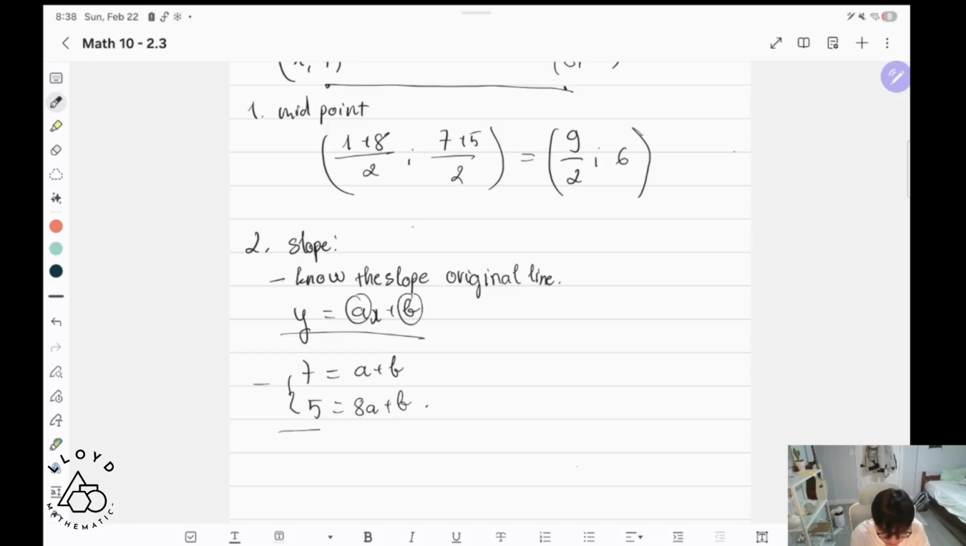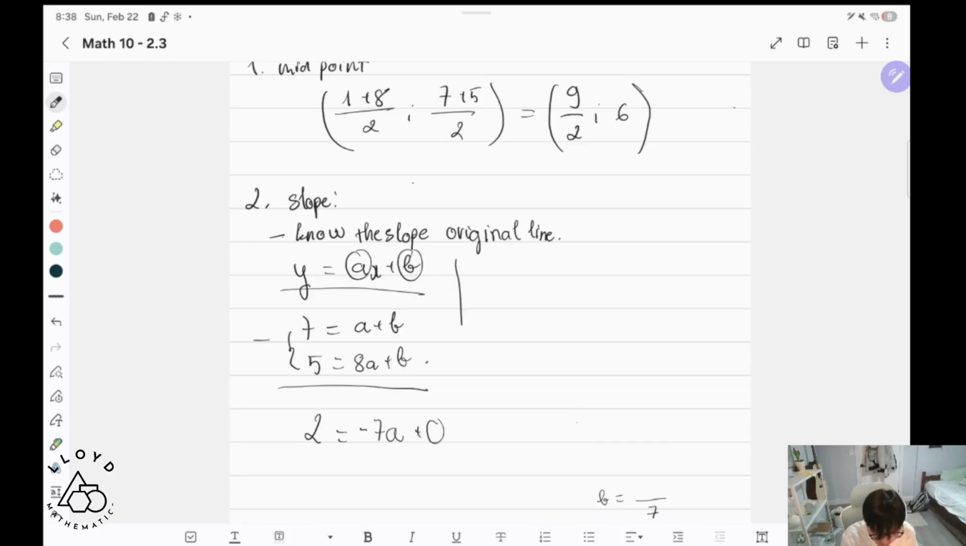Luckily, we already have the same coefficient for b here, so we just use the elimination method, subtracting the second equation from the first. So I get 2 equal to minus 7a plus 0. So 7a is equal to minus 2, and therefore a is equal to minus 2 over 7. Okay, I already have this.